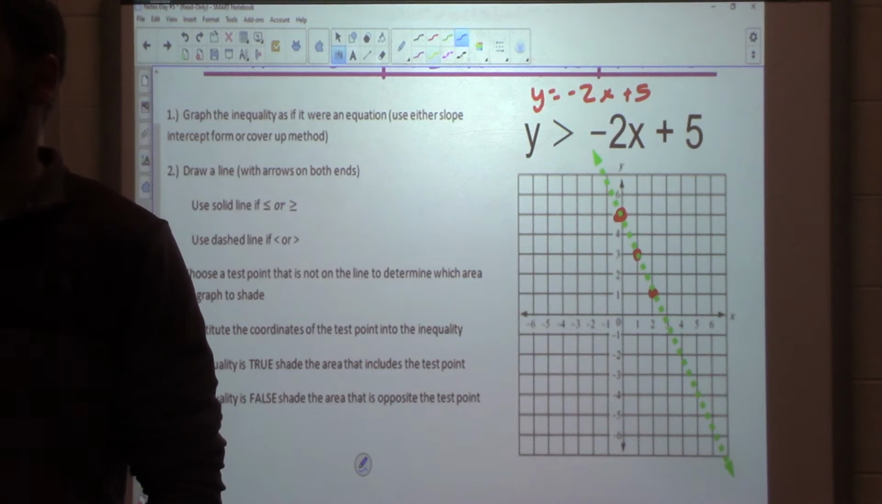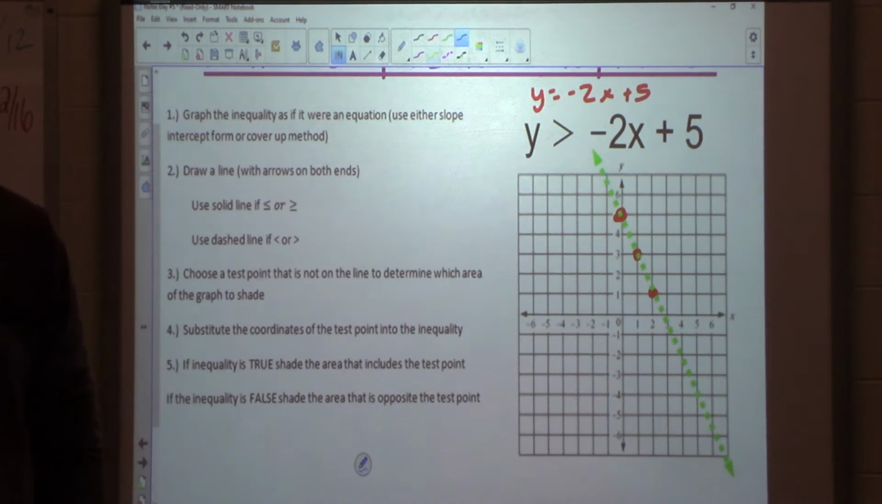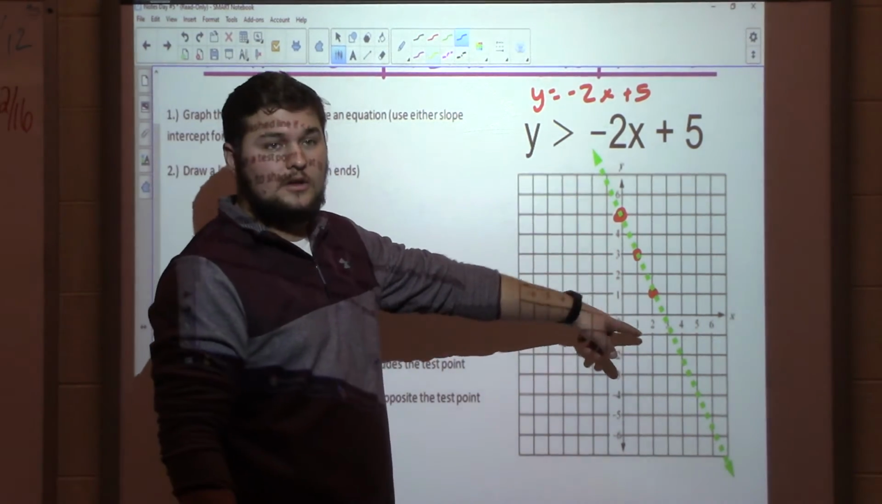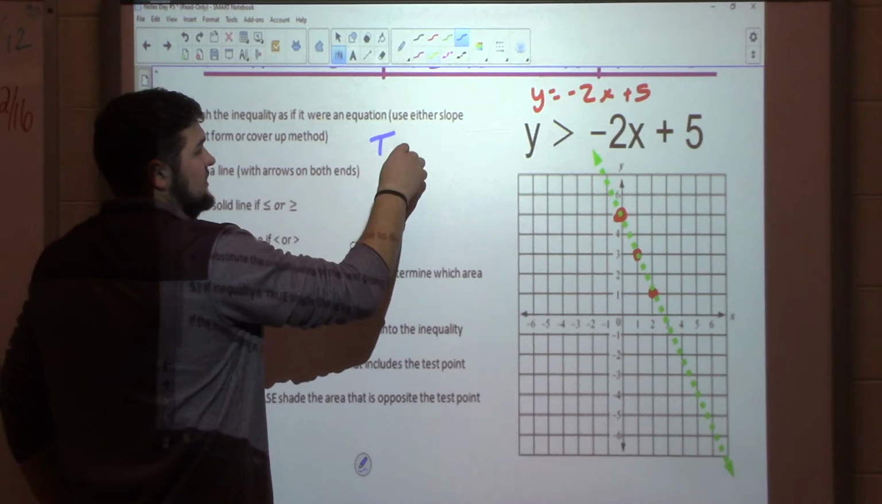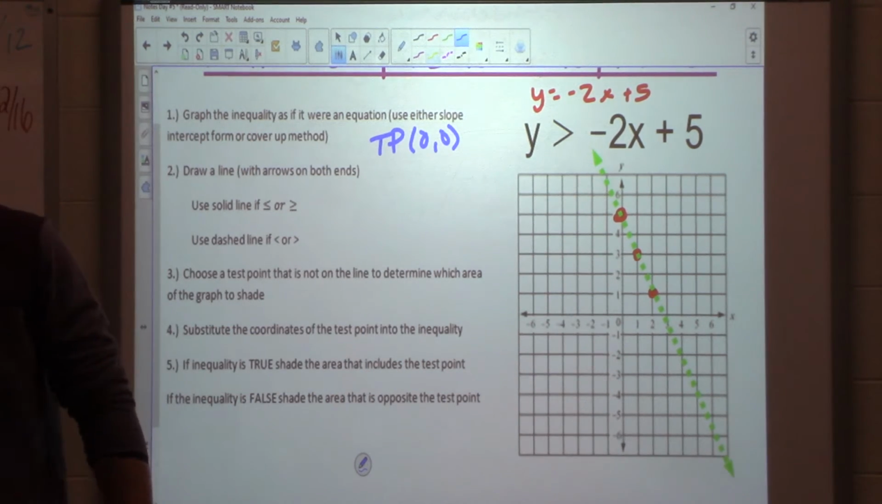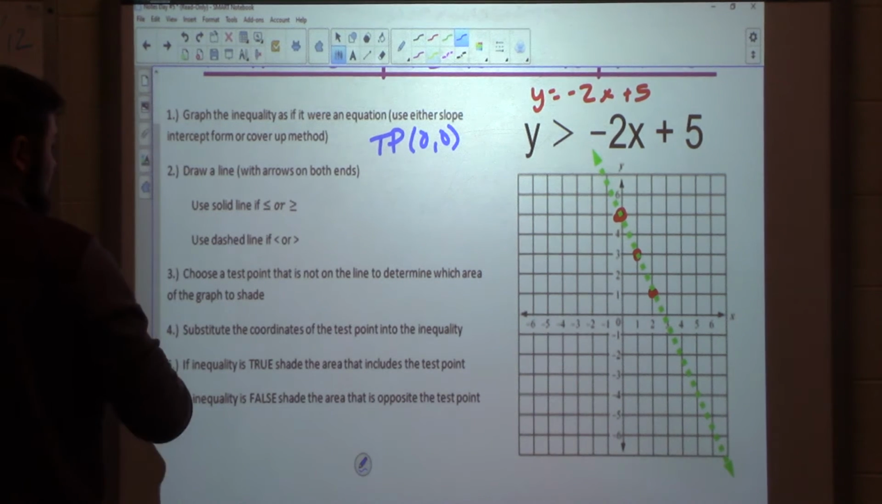Alright? So take a test point that is not on the line. The easiest test point to use, because you're going to plug it in for x and y, is going to be (0, 0). So I'm going to take the test point of (0, 0) because it is not on the line. Let me rephrase that one more time. Your test point cannot be on your line. So if (0, 0) is on the line, you need to pick a different test point. Alright? Otherwise, I would stick to (0, 0).